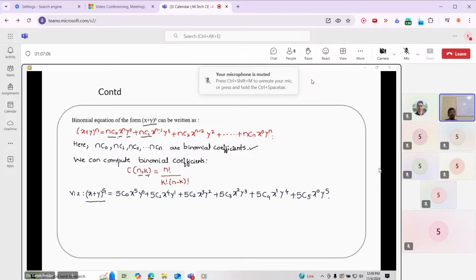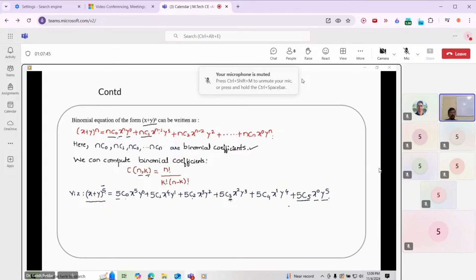(x plus y) raised to 5, you can represent as what? n is 5. So 5C0 x raised to 5 y raised to 0, 5C1 x raised to 4 y raised to 1, 5C2 x raised to 3 y square, and so on. You can note that the C value changes, the x power keeps on reducing and the y power keeps on increasing. When we reach 5C5, x raised to 0, y raised to 5, that means everything is over. Effectively, we have made a check for all combinations.